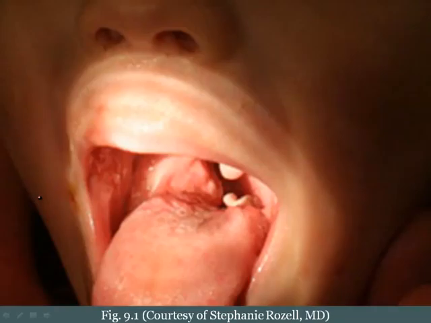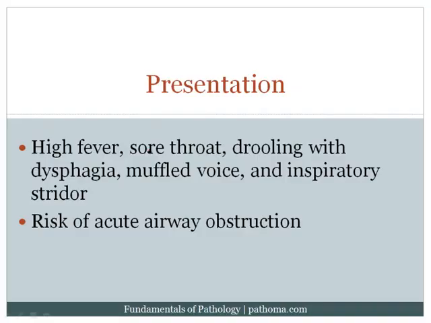Now, you're well aware of the fact that the epiglottis sits at the back of the throat behind the tongue, and so you get massive inflammation of the airway, and so you can see what an inflamed epiglottis might look like. The patients will present with high fever, sore throat because of the inflammation in that region, and then they get drooling with dysphagia because of the fact that the epiglottis is swollen and hence the airway is compromised.